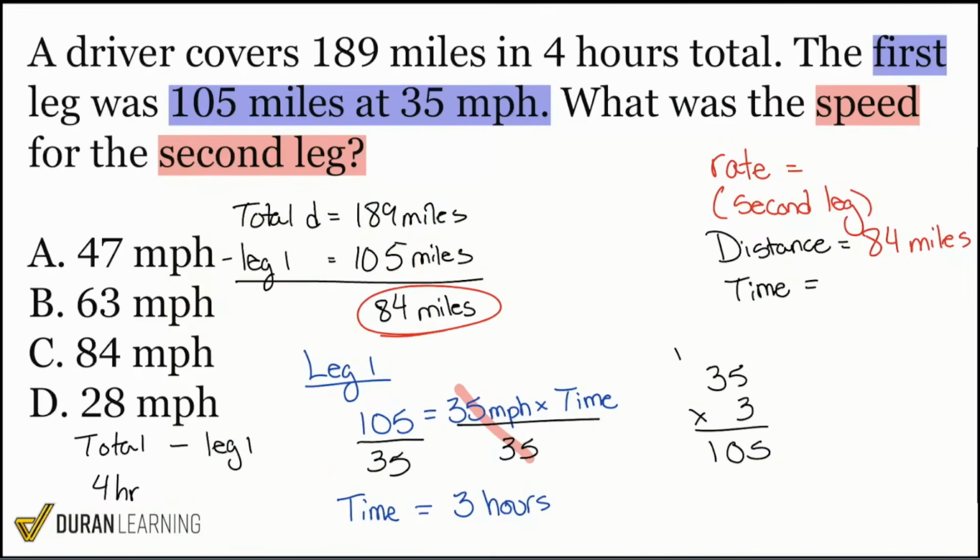Now, are we done? No. Remember, everybody, what did we say? To get the second leg's rate, we need the second leg's distance, which we have, and the second leg's time. This is leg 1. To get leg 2, we'll just finish the subtraction that we set up here. Everybody, finish it up for me. What is 4 minus 3? I know, toughest question of the day. 4 minus 3, that's just going to give us 1 hour.